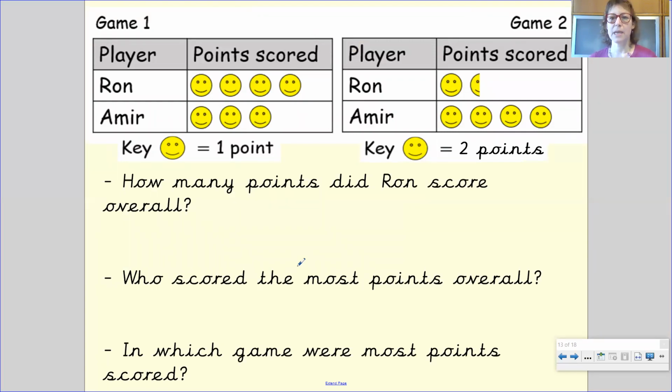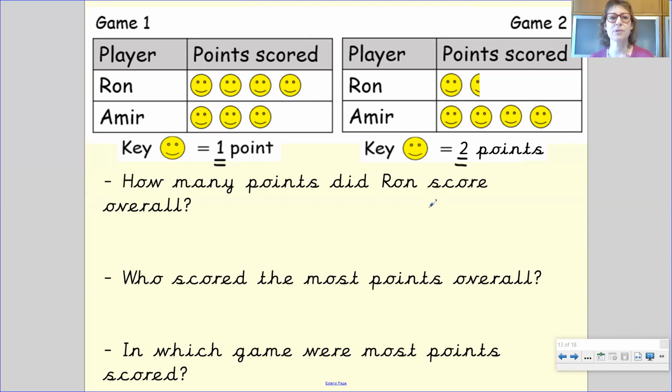Oh, this one's a mean one. So there were 2 games played, game 1 and game 2. What do I think is mean? The keys are different. So this one here, the key is 1 face for 1 point, and the key here is 1 face for 2 points. We're going to have to be really careful.